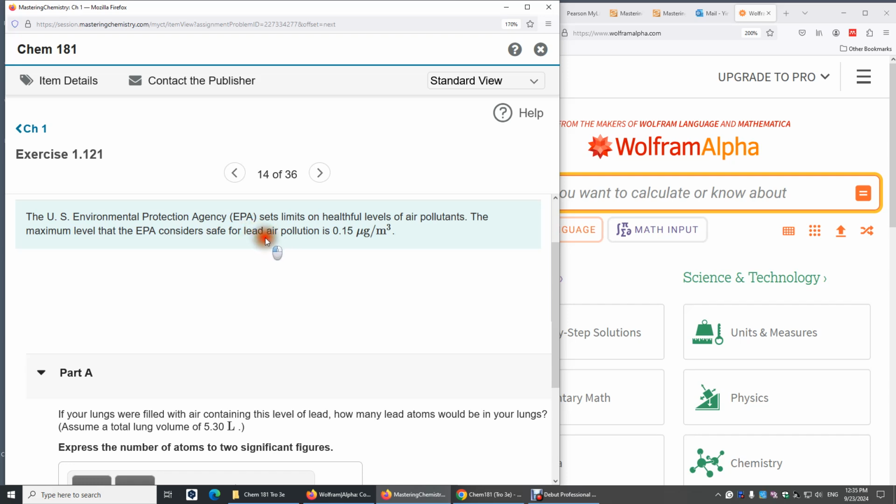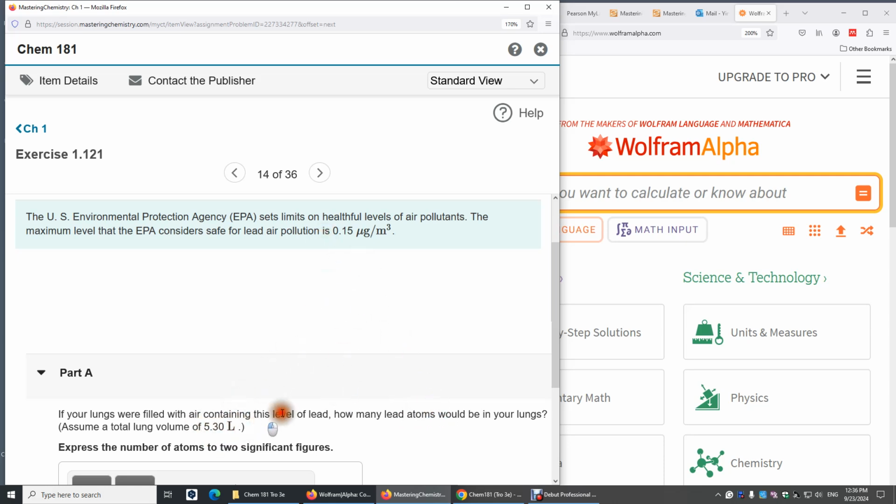The molar mass of lead is 207.2 grams per mole. And finally, after we get the number of moles, we convert the value to the number of atoms with the Avogadro constant. So now let's tackle the problem.